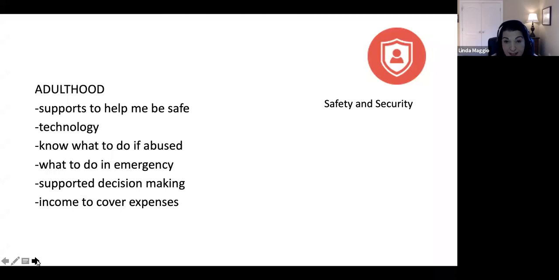Another good tool is technology, security system, remote monitoring. They can even use it from your phone. You can monitor your house when you're not home. You can have somebody else, a family member, monitor them.